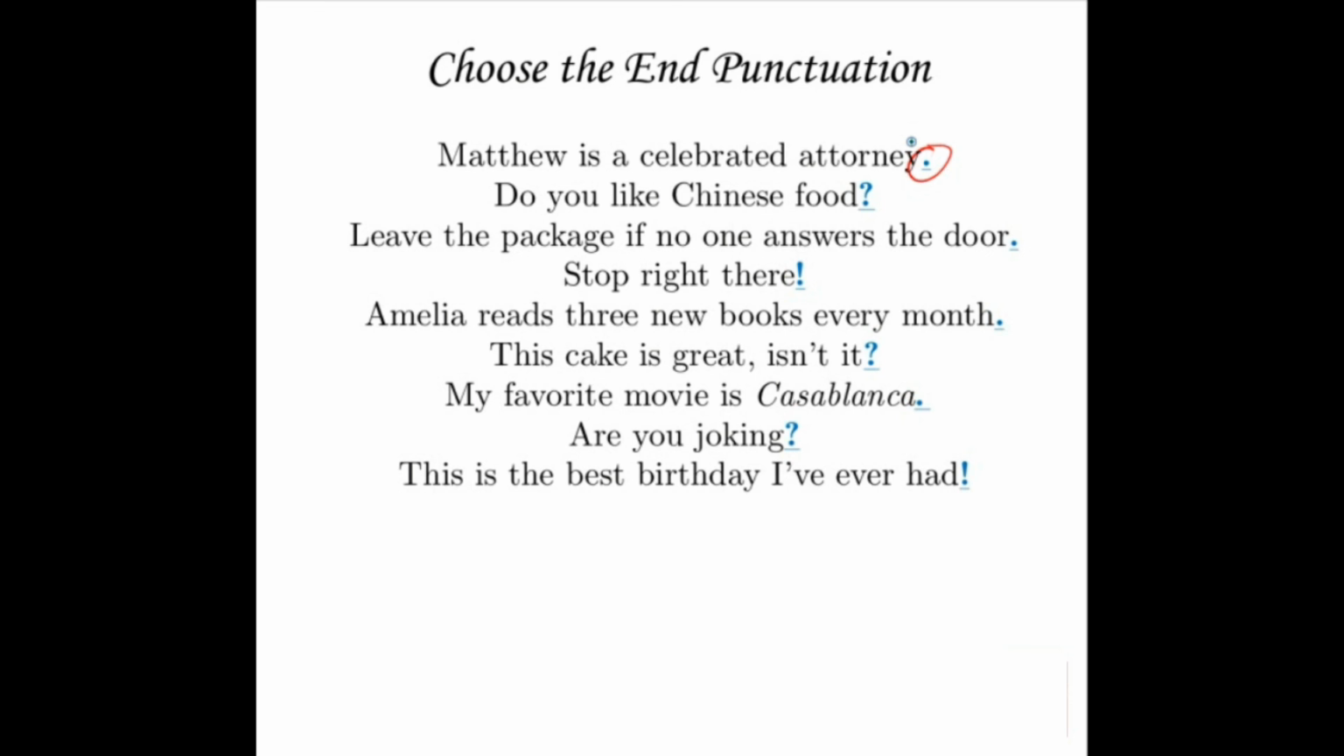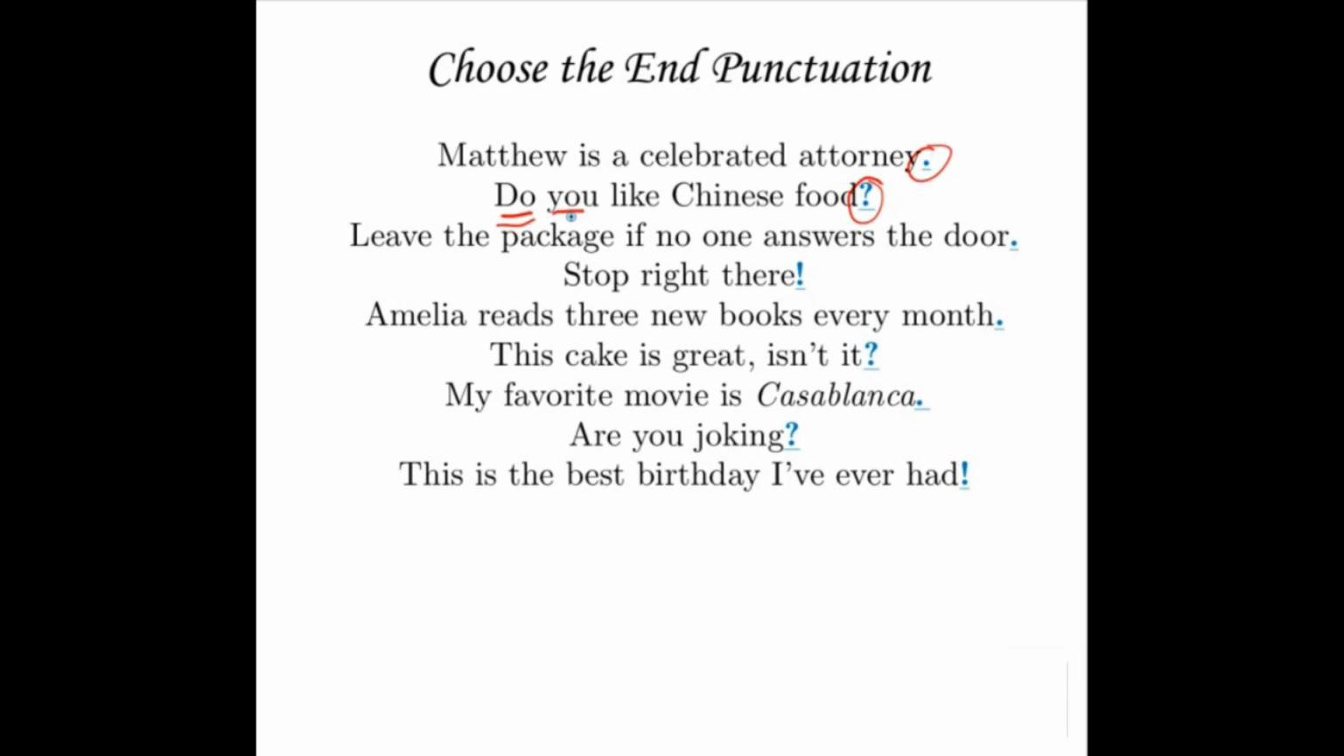Do you like Chinese food? Now, my voice when I read that sentence was a little bit of a clue that it was a question. Also, the fact that the subject and verb order were flipped. Do is part of the verb and you is the subject. So that tells you we're asking a question. It's an interrogative sentence, so it must end with a question mark.